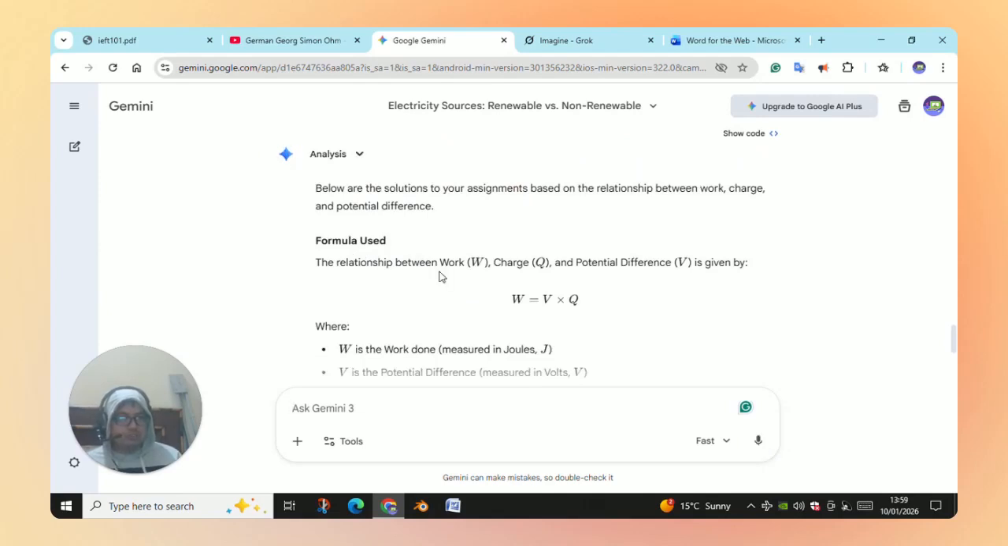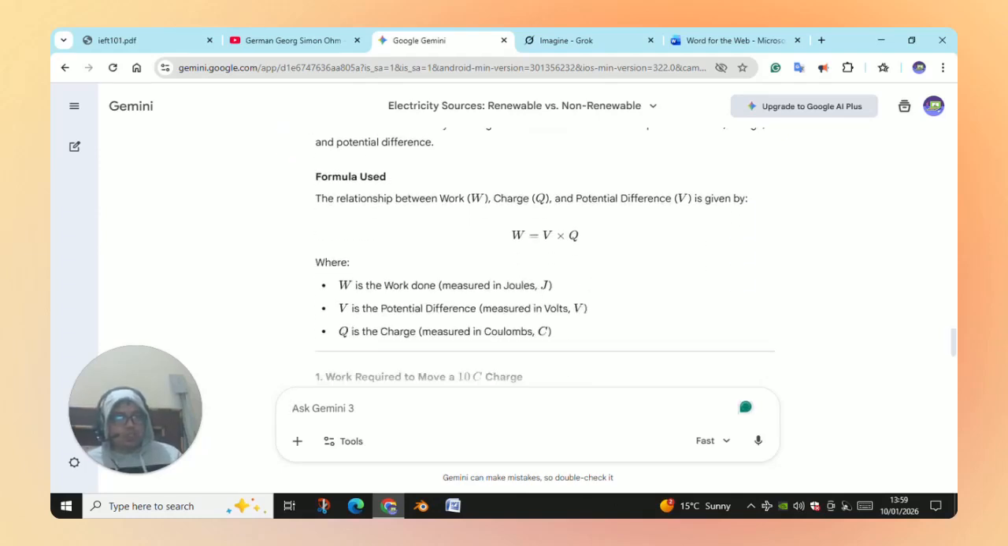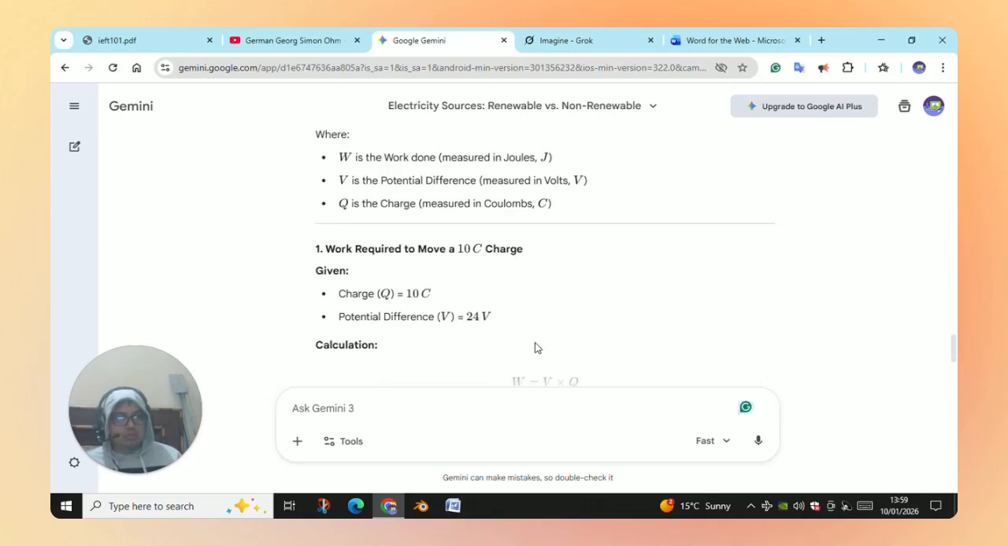Formula used. The relationship between work, charge and potential difference is given by W is equal to V into Q. W is the work done measured in joule. V is the potential difference measured in volts. Q is the charge measured in coulomb.